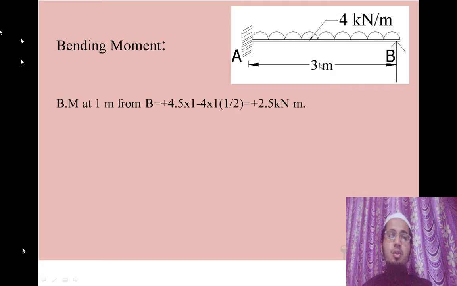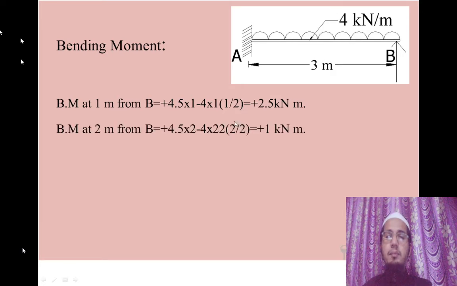from the support B. So, the bending moment at 1 meter from B will be equal to the upward 4.5 multiplied by 1, as we are finding moment at 1 meter, minus the downward loading 4 into 1 into 1 by 2, we will get the answer as 2.5 kilonewton meter. Now, similarly find the bending moment at 2 meter from B. Yes, the same: 4.5 into 2 minus 4 into 2 into 2 by 2, which equals 1 kilonewton meter. So, at a distance of 2 meter from B, the bending moment is 1 kilonewton meter.